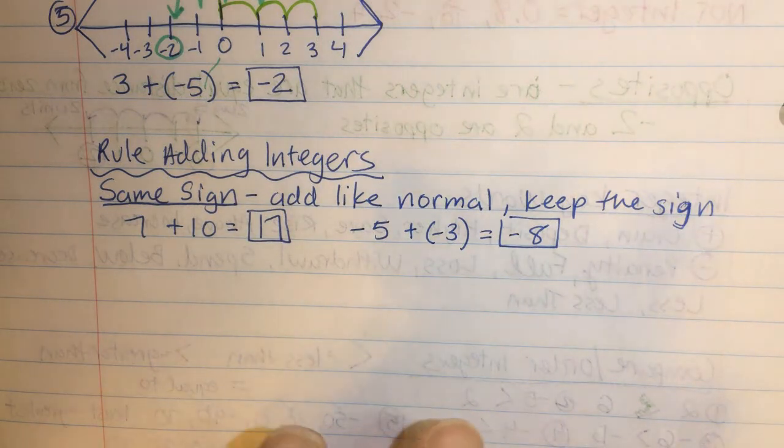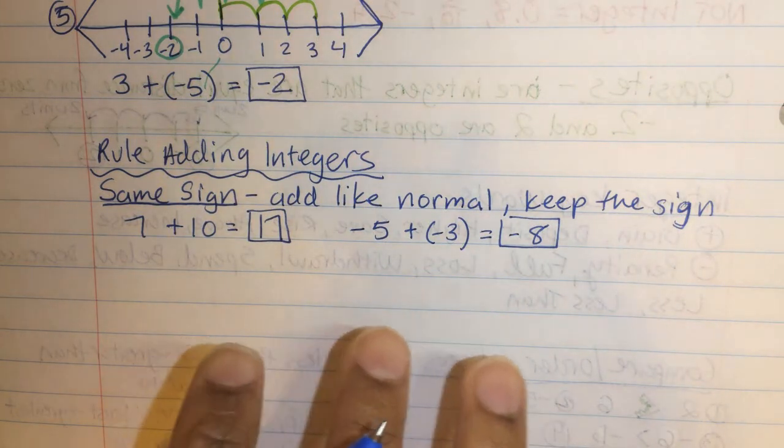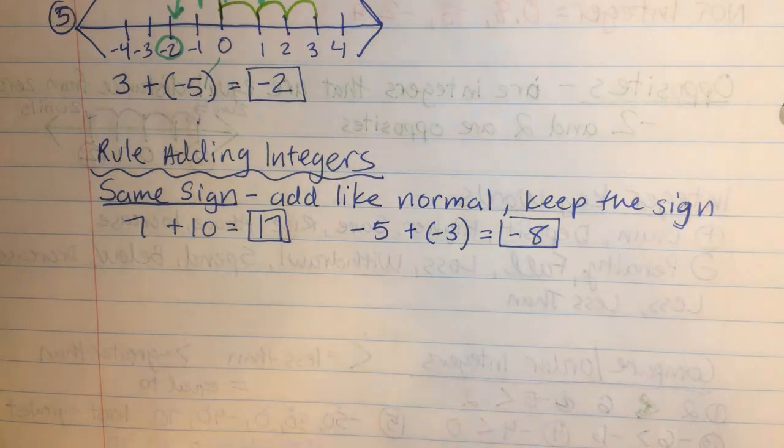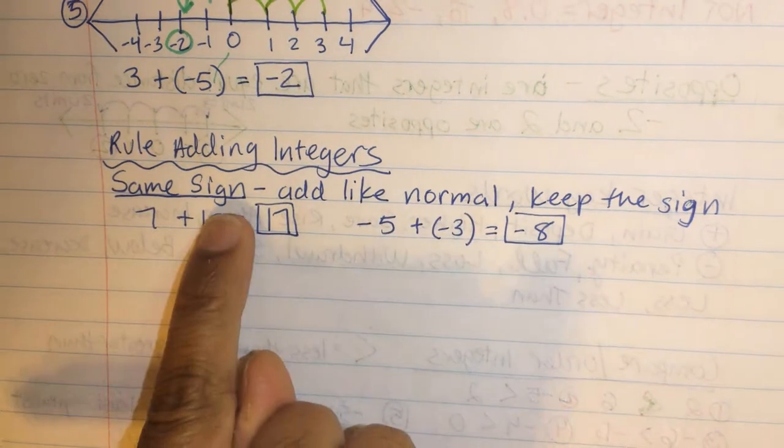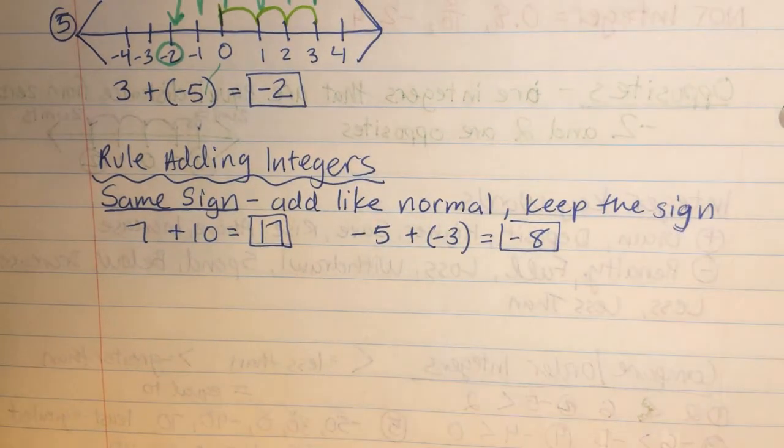Anyone confused by that? Anyone need me to explain? That's the easier part, right? And you're going to use these notes when you do the exit ticket, guys. If you see a question, adding integers, same sign, and wonder how to do it when they're both the same sign, it just says add like normal and keep the sign the same.